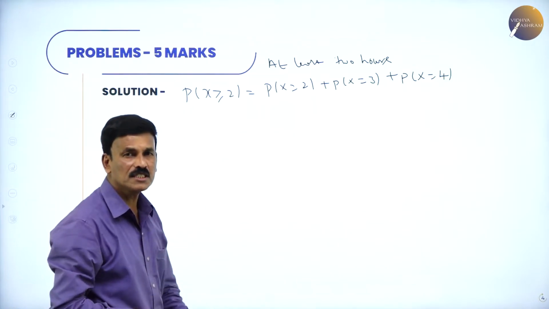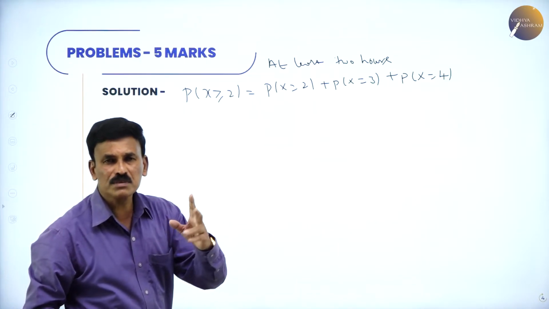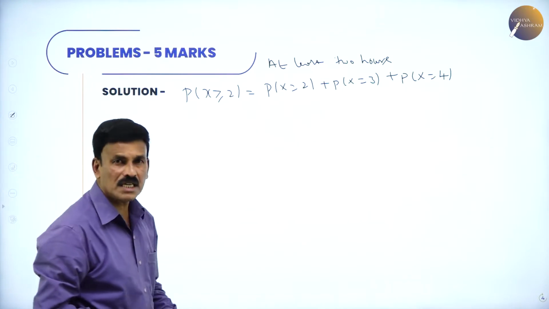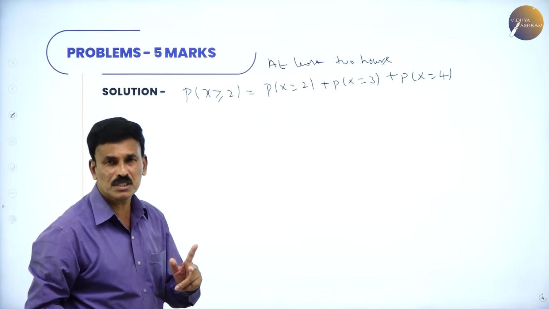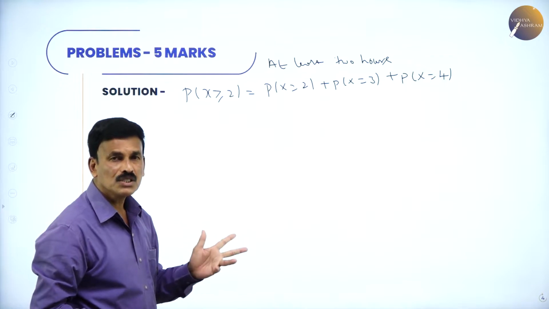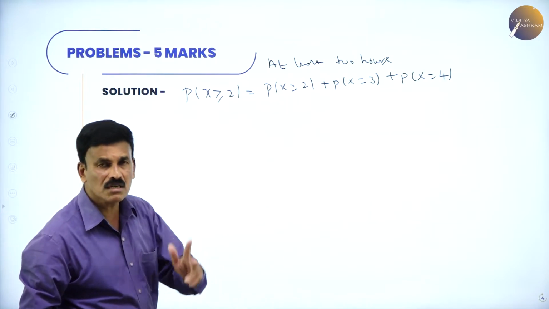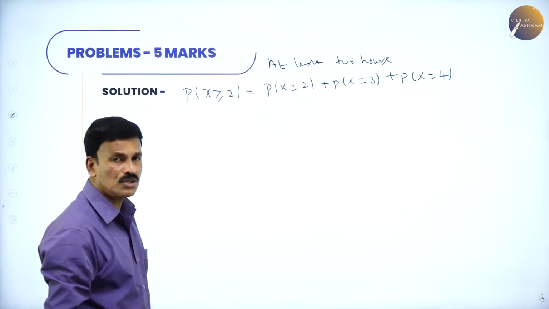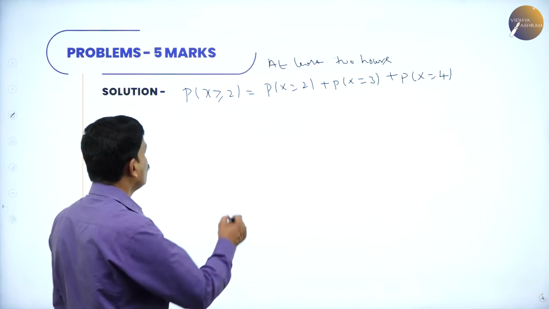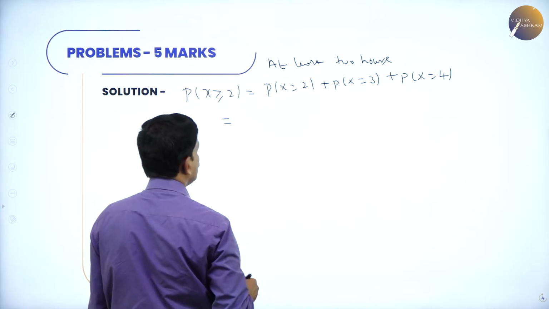So, the first condition is at least 2 hours, which means the probability of x is greater than or equal to 2. Minimum 2 hours must be there. At least 2 hours, so 2 hours or 3 hours or 4 hours. So, x is equal to 2, x is equal to 3 and x is equal to 4. Substitute the values.